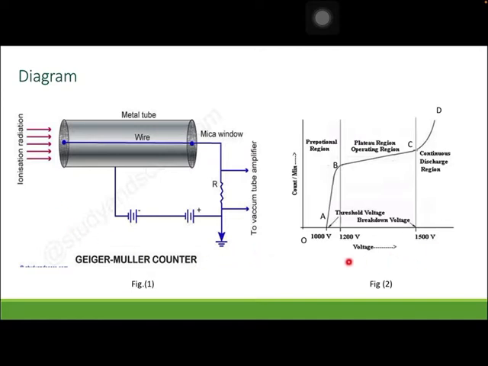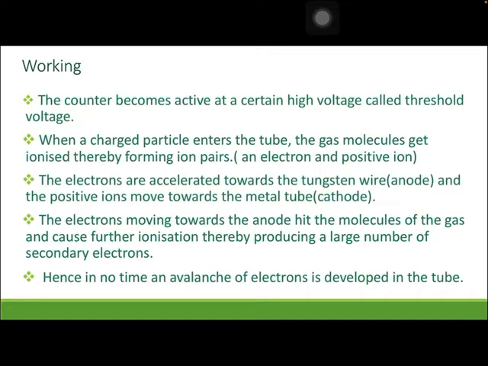Figure 2 will show you the performance of this particular GM counter, or we say the characteristics of the GM counter. First we'll see the working of the GM counter, and then we will see how the characteristics are explained. Now, in working, the counter becomes active at a certain high voltage called the threshold voltage. When a charged particle enters the tube, the gas molecules get ionized, thereby forming ion pairs.